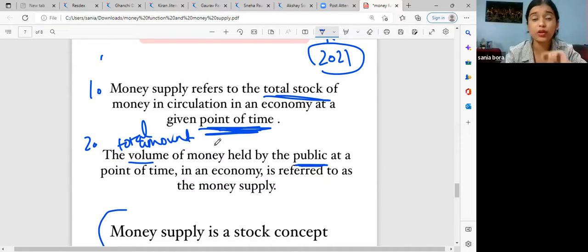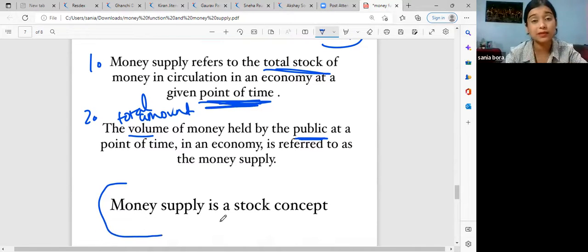Whether you are writing the first one or the second one, you have to mention that money supply is a stock concept, because there are two concepts, flow and stock. If I ask you, Naveen, tell me is money supply a stock concept or a flow concept? What you will say? Ma'am, it is a stock concept.